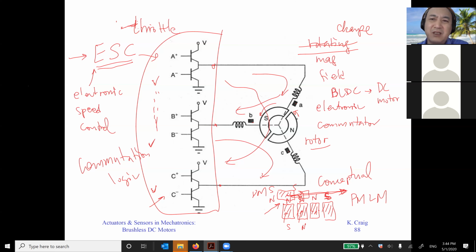And then the basic principle is that the reluctance will always go the minimum way, the minimum path. So as you're switching all these things, you are dragging this one forward. That's the working principle.